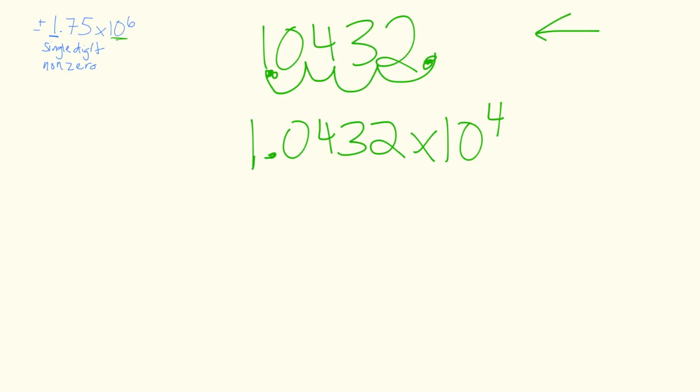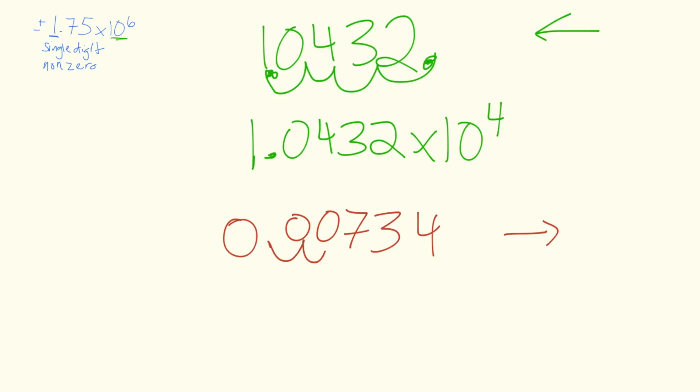Now, another example. If I gave you the very small number 0.00734. In this case, I'm going to move the decimal place to the right as many times as I need to fit the criteria. 1, 2, 3 times. I would get 7.34 times 10 to the, in this case I moved it 3 times, but I moved it to the right, so I put -3. So that's how you convert these numbers to scientific notation.